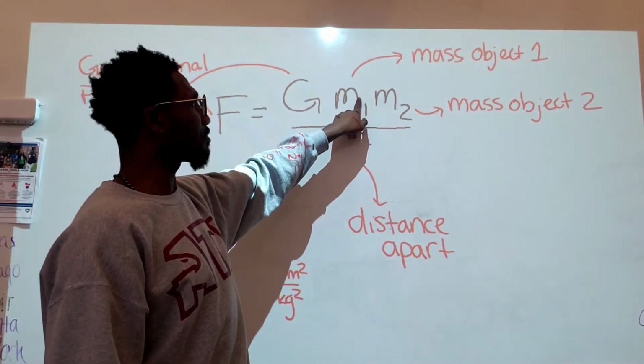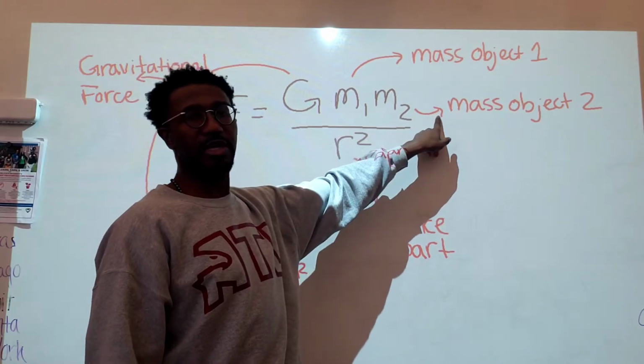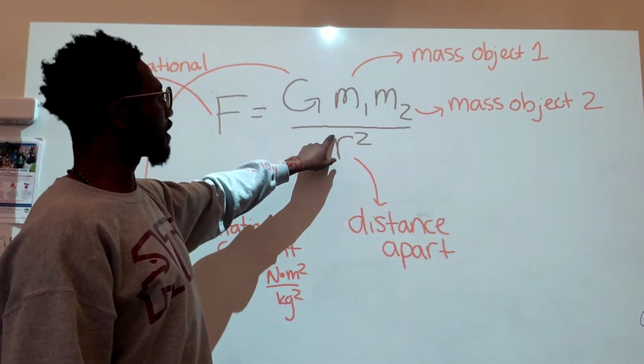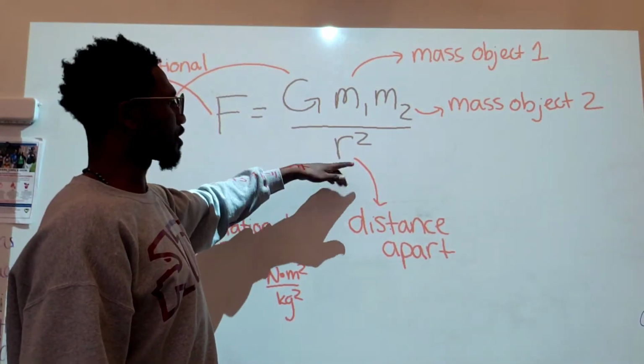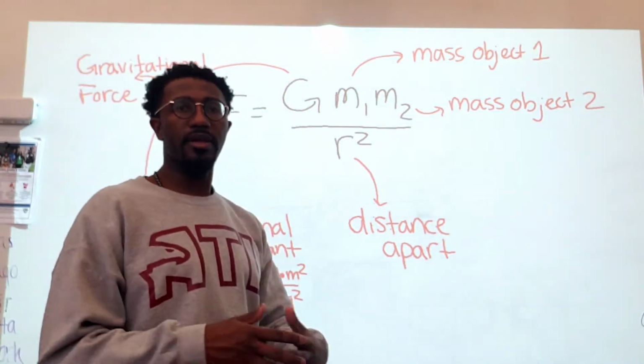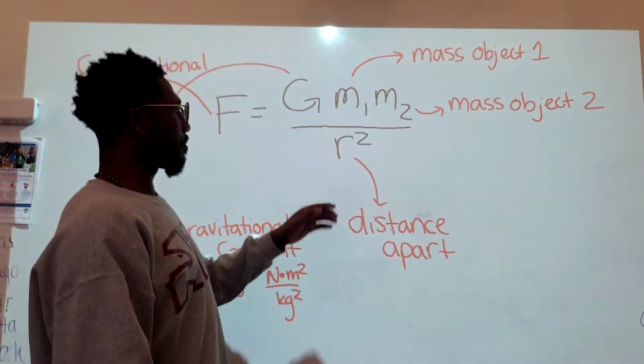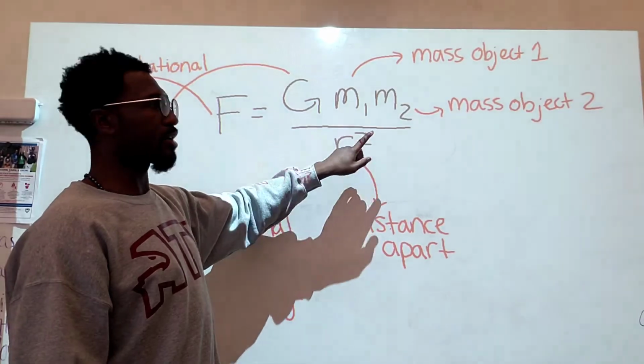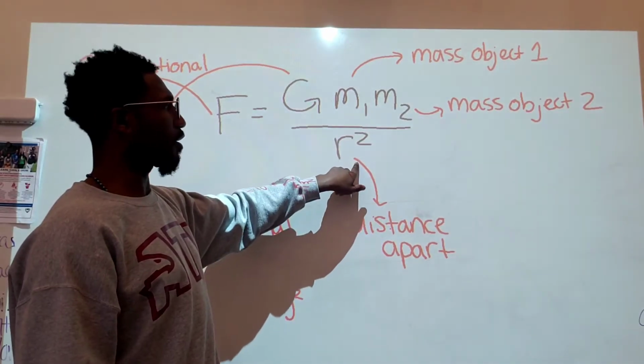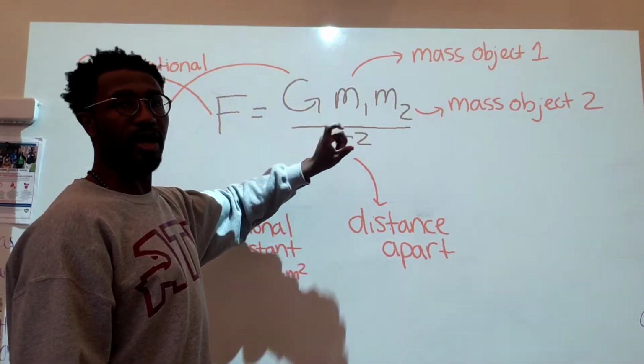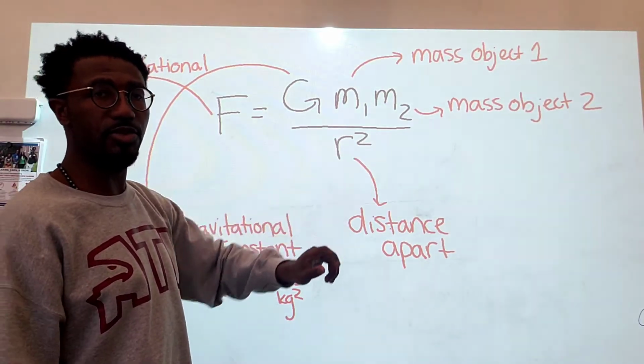So this is the mass of object 1, this is the mass of object 2, and this is R, which is the distance apart that the objects are. And R is going to be squared. As you notice, we don't put the 2 at the bottom of the R. We put it at the top because we're trying to say this distance is being squared.